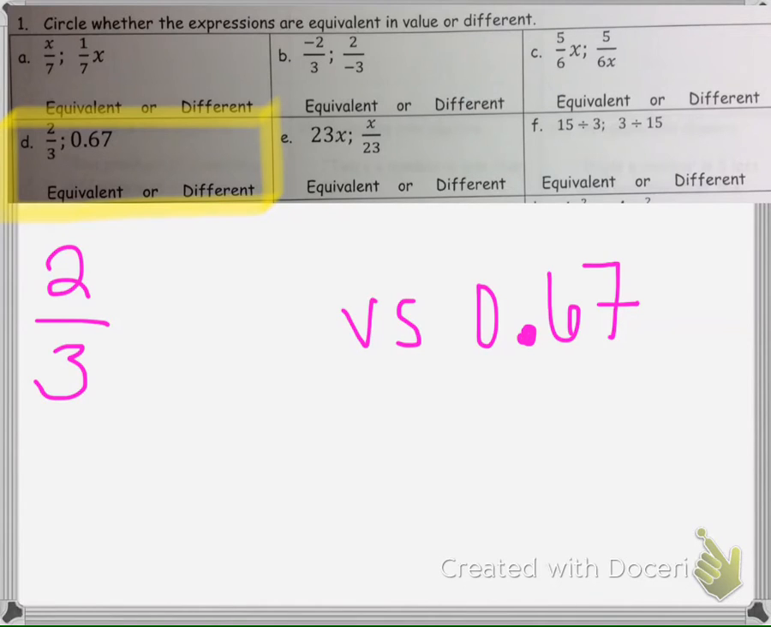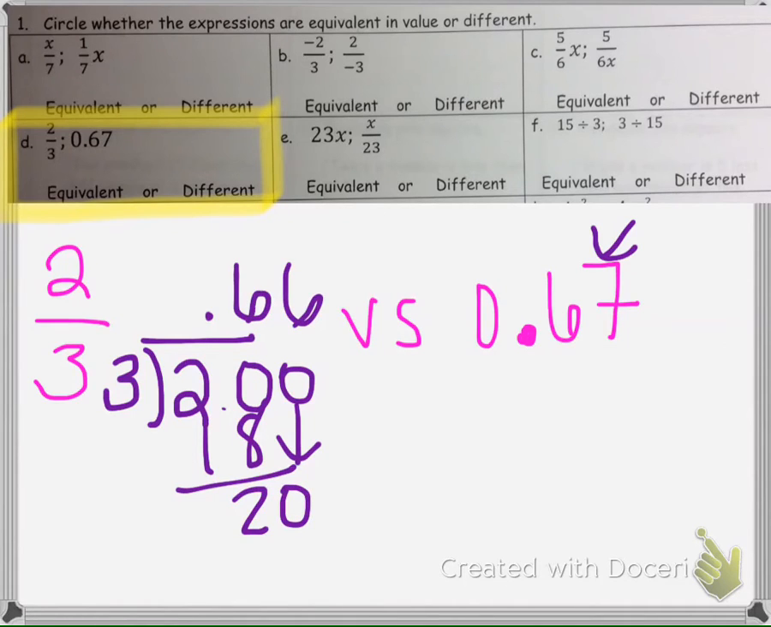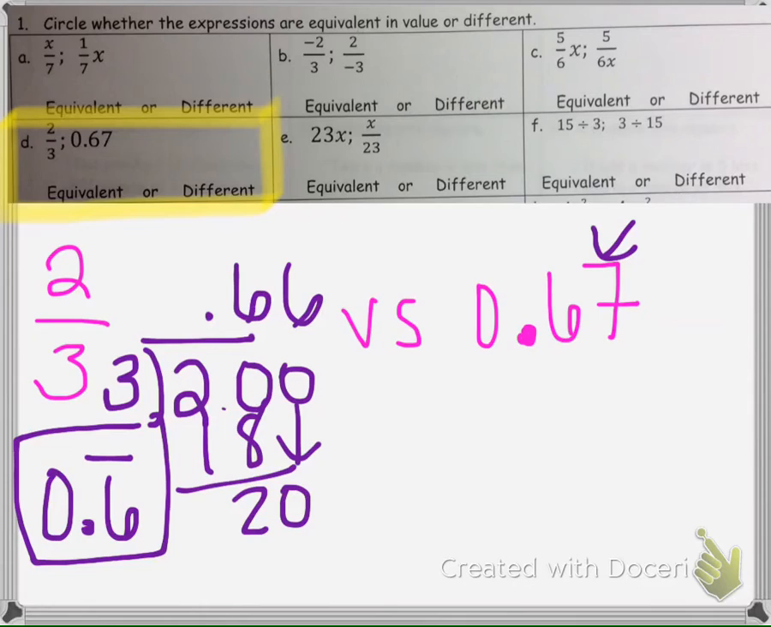Okay, so we have 2/3. So if we do 2 divided by 3, I'm going to change it to a decimal since this one's in decimal. They have to match up here. So when we divide 2 divided by 3, we're going to get this repeating 2. So 2/3 as a decimal is 0.66666. So in other words, we write that as 0.6 repeating.